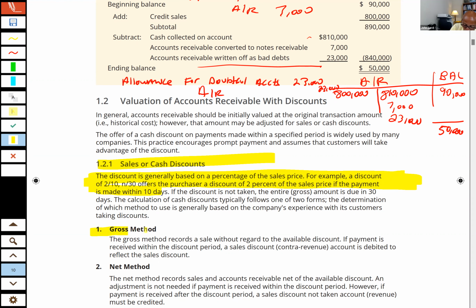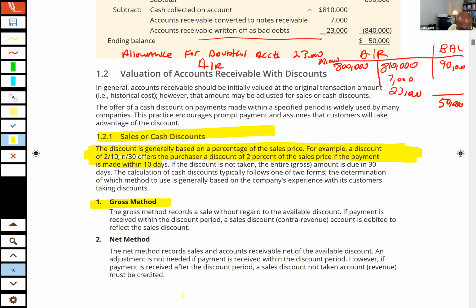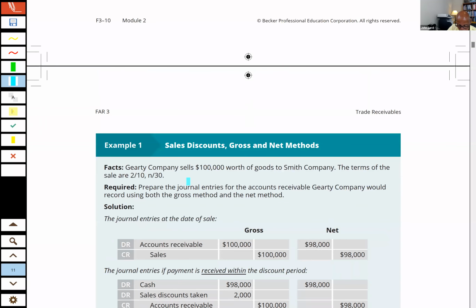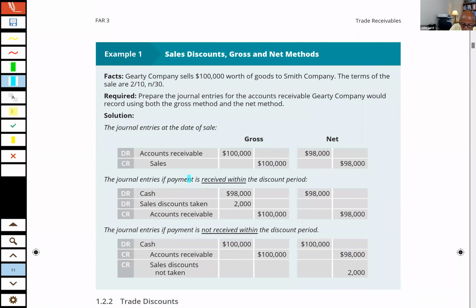Okay. Now, when we have discounts, we can record our sale either gross or net. We use the gross method or the net method. Now, when we use the gross method, and they have $100,000 of accounts receivable, 2/10 net 30, 2% discount if paid within 10 days, right? Otherwise, pay the whole amount in 30 days. Now, let's look at the gross method first.